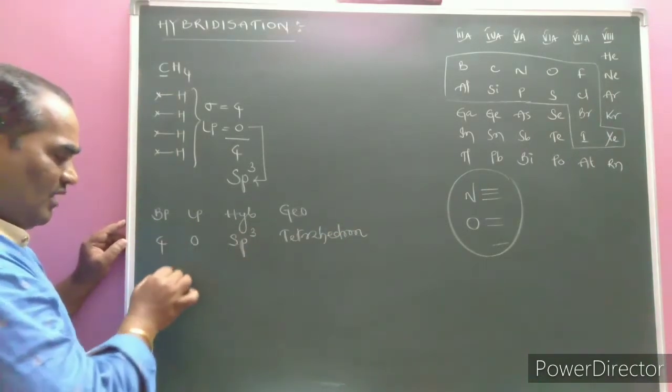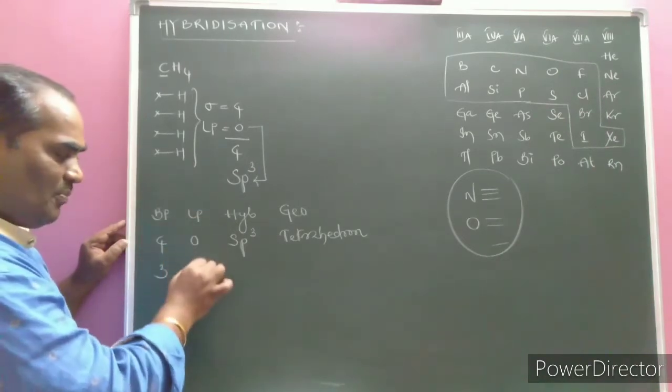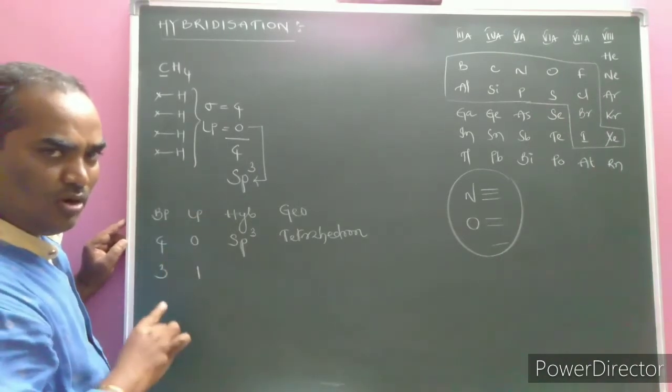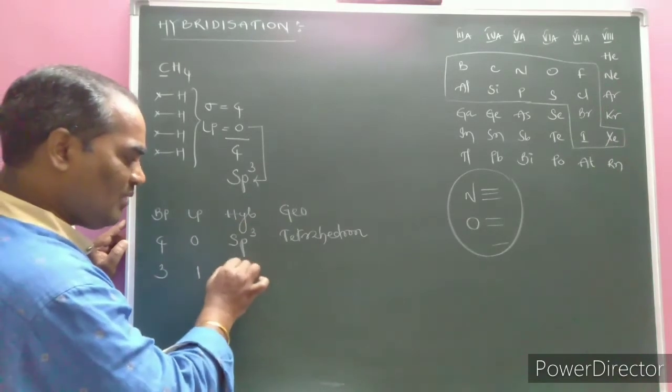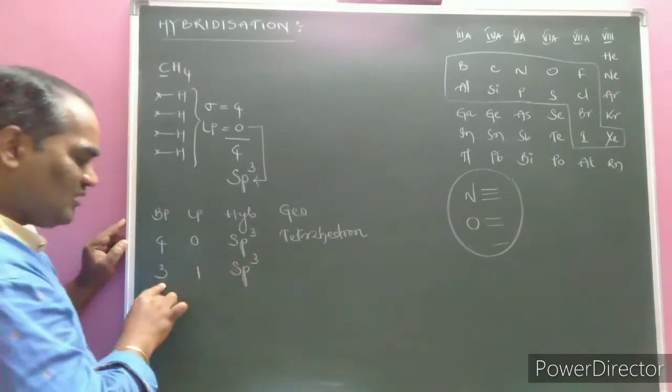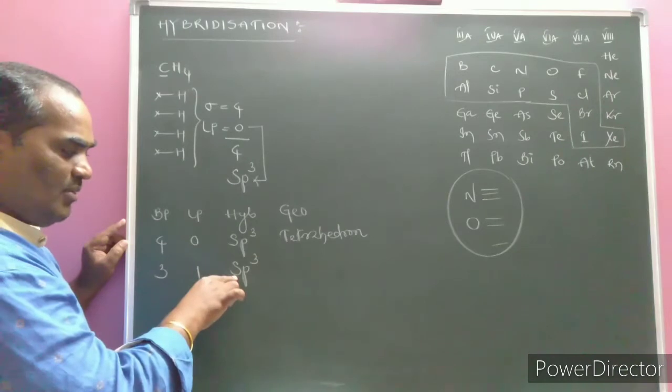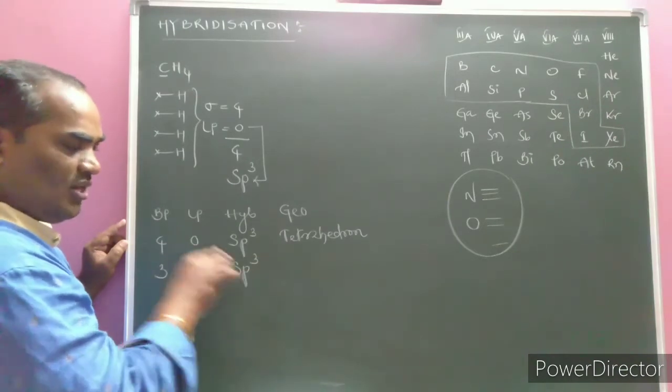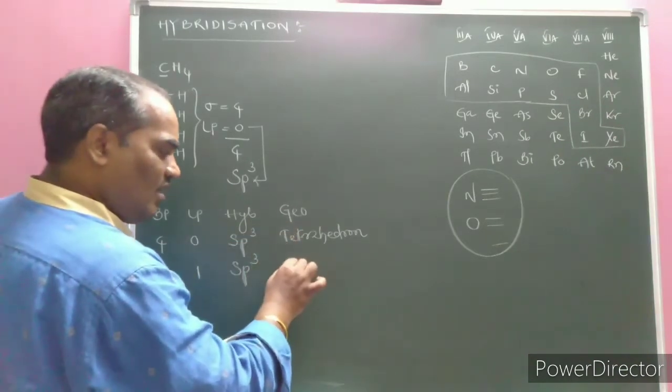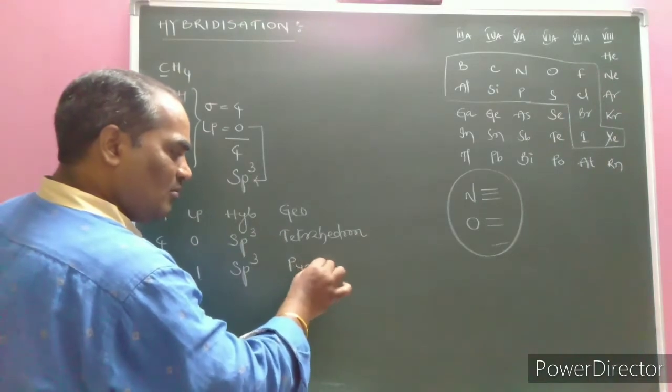Under sp3 hybridization, if 3 are bond pairs and 1 is a lone pair, what should be the hybridization? Again sp3, because 3 plus 1 is equal to 4. The 4 hybrid orbitals come from 1 s orbital and 3 p orbitals. The tetrahedral geometry becomes what?